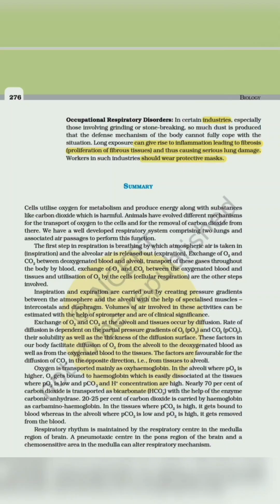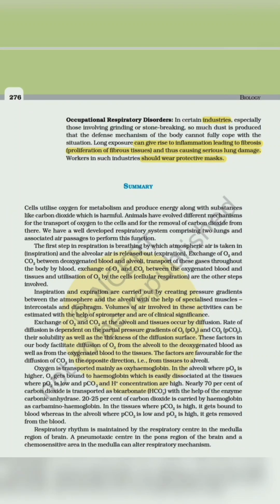Summary. Cells utilize oxygen for metabolism and produce energy along with substances like carbon dioxide, which is harmful. Animals have evolved different mechanisms for the transport of oxygen to the cells and for the removal of carbon dioxide from there. We have a well-developed respiratory system comprising two lungs and associated air passages to perform this function. The first step in respiration is breathing, by which atmospheric air is taken in and the alveolar air is released out.